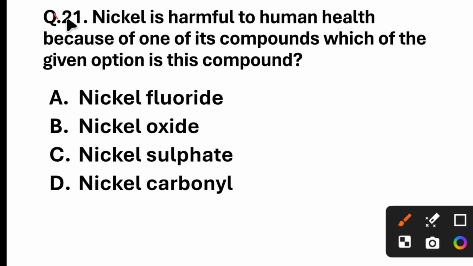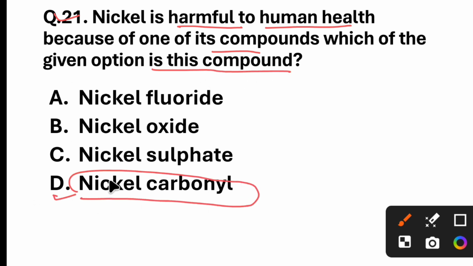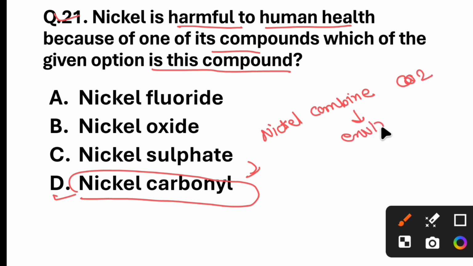Question number 21. Nickel is harmful to human health because of one of its compounds. Which of the given options is this compound? Answer is option A, nickel carbonyl. Nickel carbonyl formation occurs when nickel combines with carbon monoxide in the environment. It can be ingested by the human body. This compound breaks down in the body to give nickel metal, which is toxic.